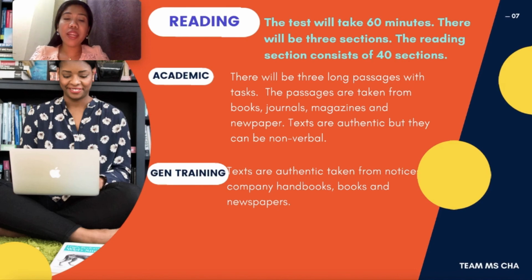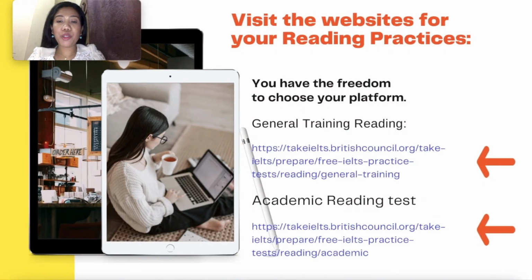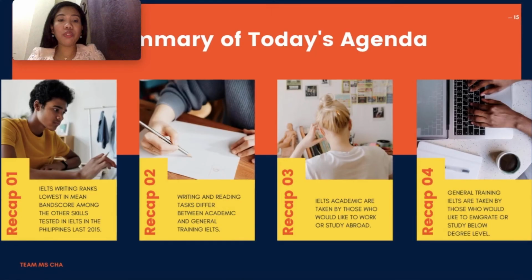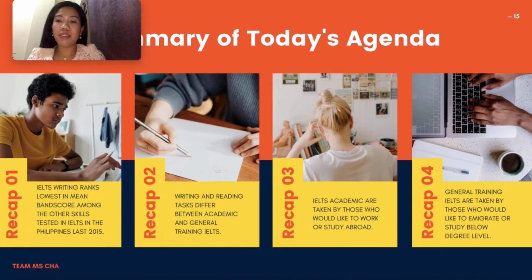For general training, texts are also authentic, taken from notices, company handbooks, books, and newspapers. The general training reading topics are of general interests. You may visit the websites here for your practice. So we have general training reading and academic reading tests. I have included that in my description box, so you can just copy it.